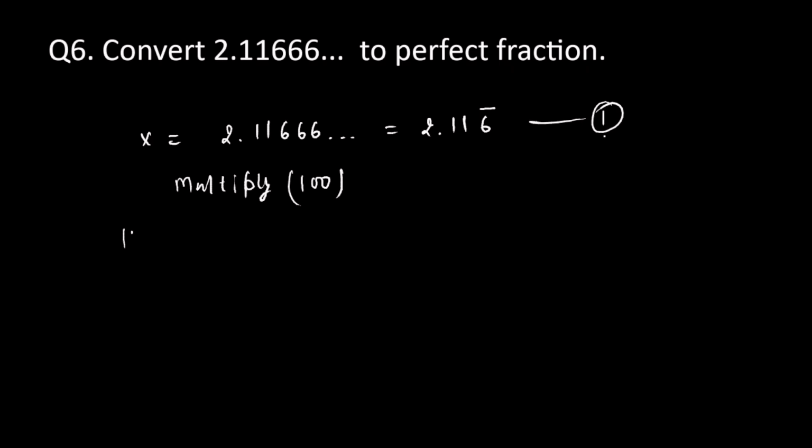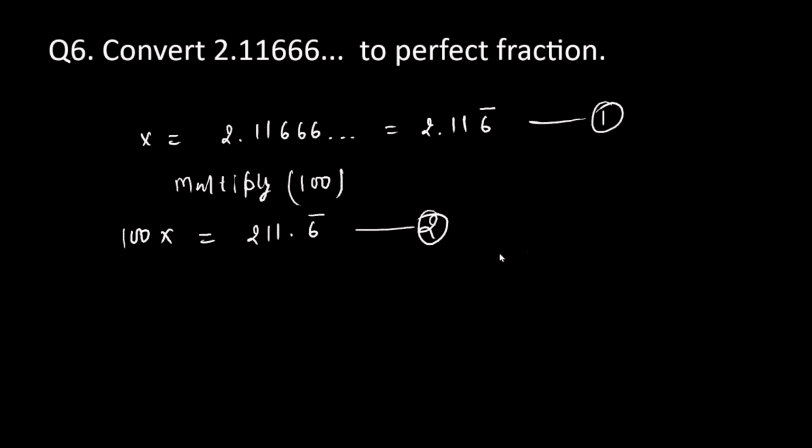This is our final question. We have 2.11666 where 6 is repeating. We can write it as 2.116 with a horizontal bar above 6. Let's name this x. Since our repeating digit is 2 digits after the decimal point, we multiply both sides by 100. So we have 100x is equal to 211.6 repeating. Now we have our first equation with the repeating part right after the decimal digit.